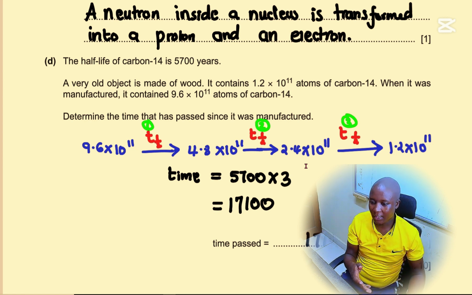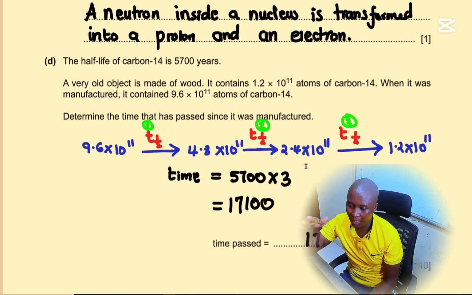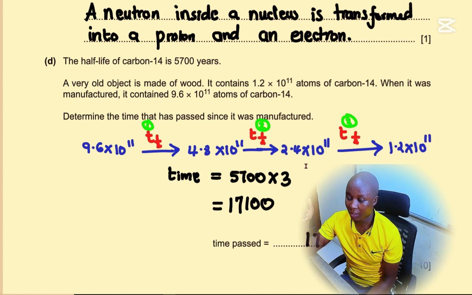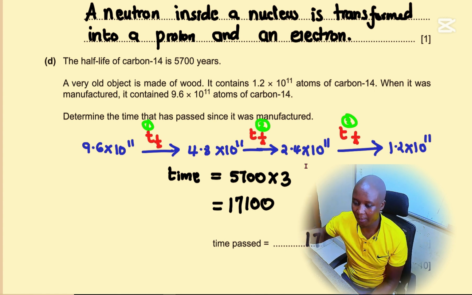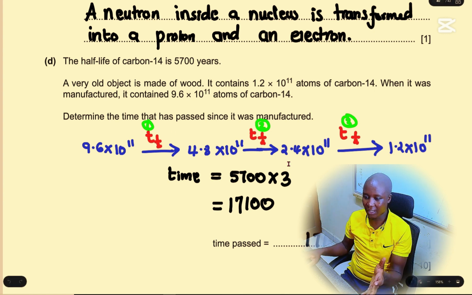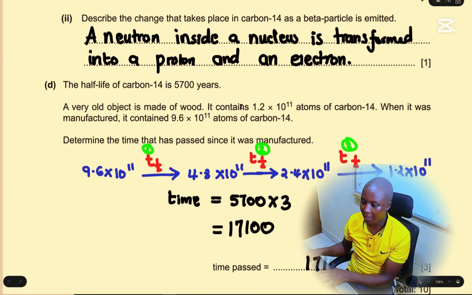So we are supposed to determine when it was manufactured. It means that we need to go to the original, which is 9.6 times 10 to the power 11. We decrease by 1/2, it becomes 4.8. Decrease that by 1/2, it becomes 2.4. Decrease that by 1/2, it becomes 1.2. So we start counting how many half-lives have taken place since it was manufactured until the current atoms that we are having. So we have 3 half-lives.